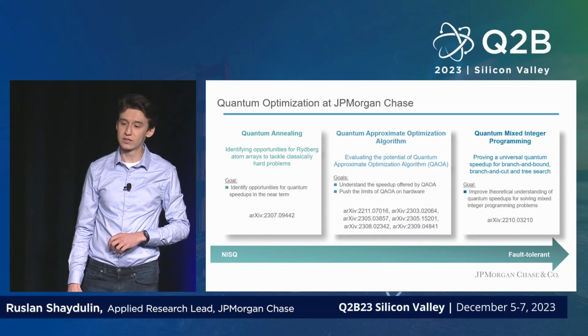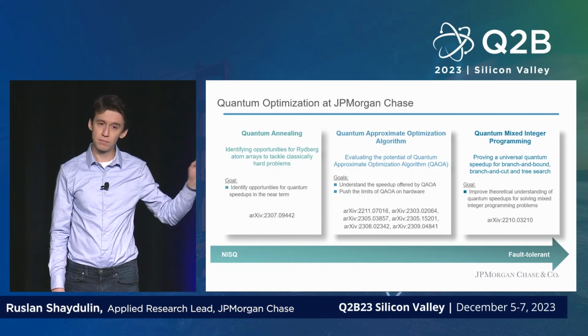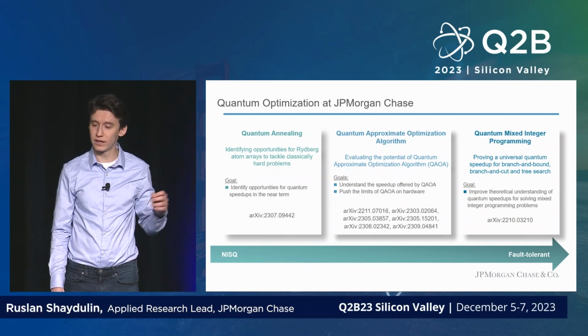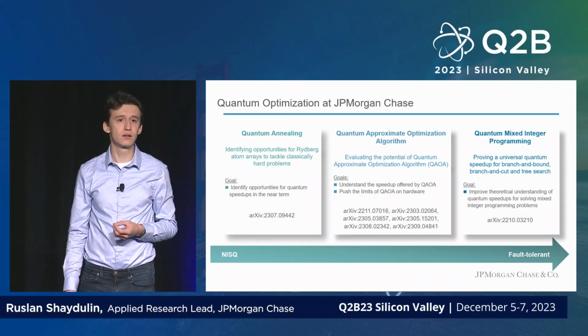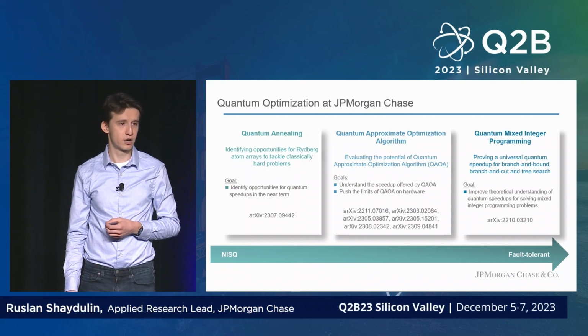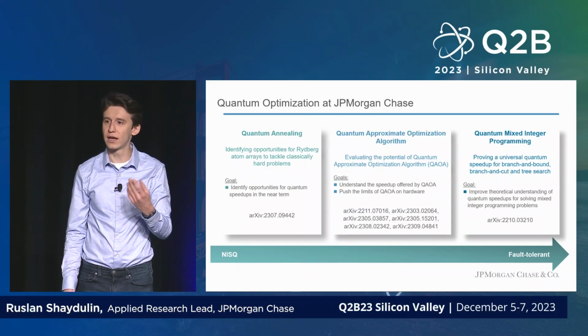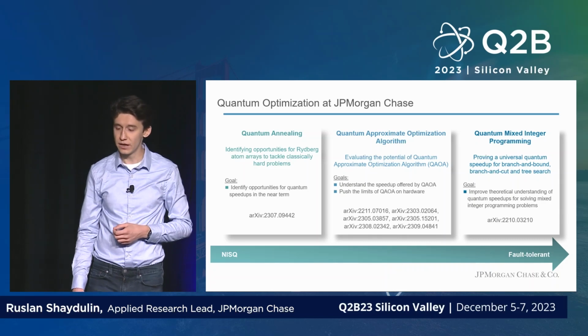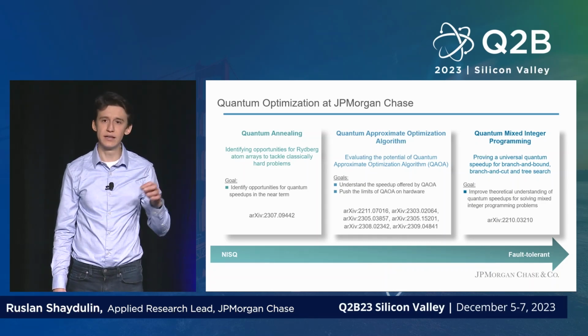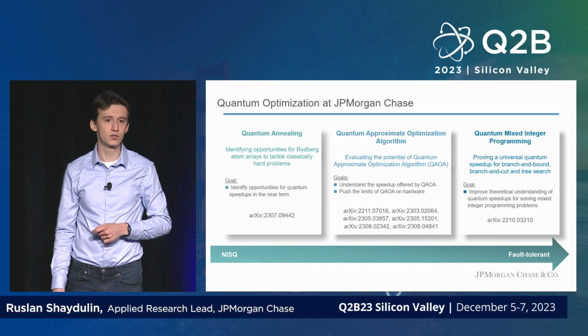On the fault-tolerant end of the spectrum, a paper I will not cover today, which was led by Shouvanik Chakrabarti, proved the universal quantum speedup for a broad range of algorithms that power integer programming in industry, which underlie commercial solvers like CPLEX and Gurobi. And here you have a quadratic speedup in the number of nodes in the search tree that your solver visits.